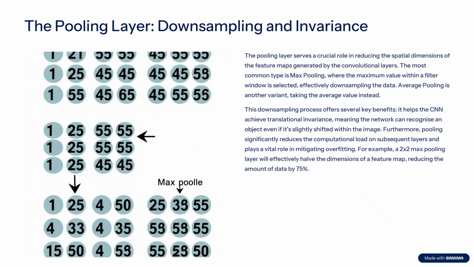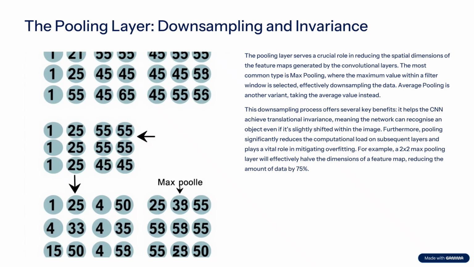The pooling layer: downsampling and invariance. The pooling layer serves a crucial role in reducing the spatial dimensions of the feature maps generated by convolutional layers. The most common type is max pooling. Average pooling is another variant, taking the average value instead. This downsampling process offers several key benefits.